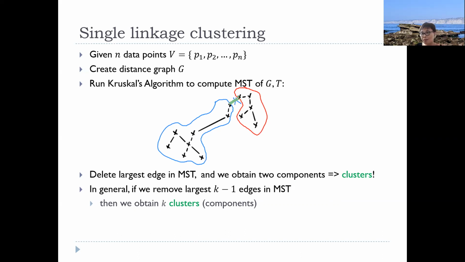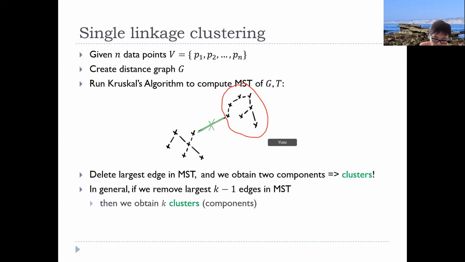blue component, okay? And what do I want in my clustering? I want to remove one edge, so that the cheapest way to connect them back is maximized. Okay, that's why this is not a good choice. A better choice is to remove this edge. So that is the resulting components, the red one and the blue one. The distance between them is largest possible. Okay, so that is the intuition.